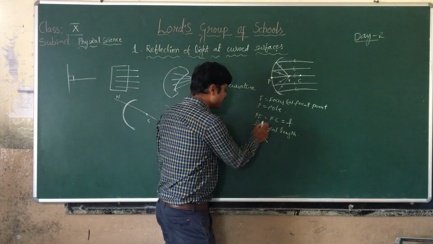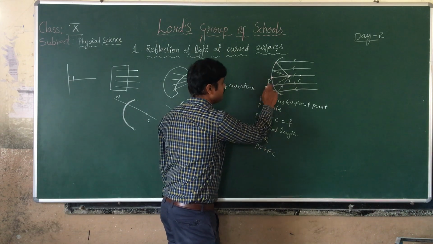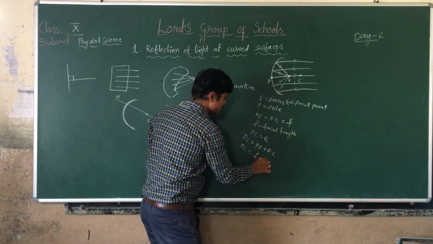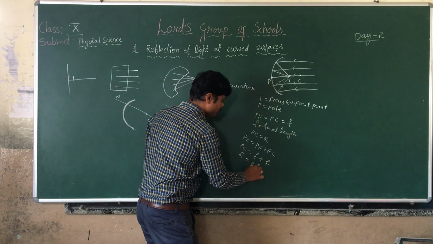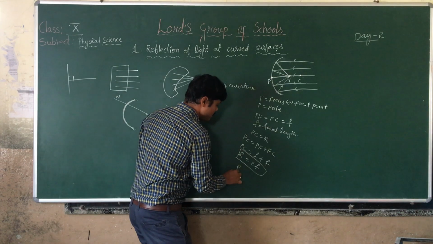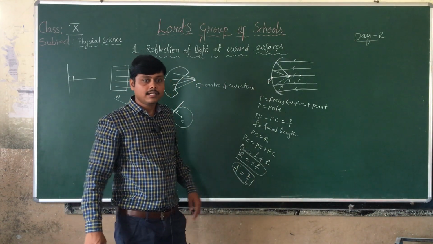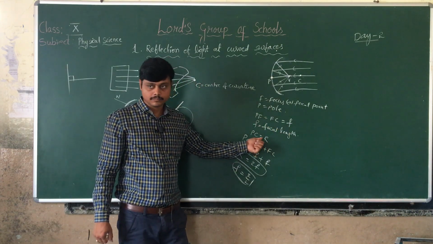So from this I can write PC is equal to PF plus FC. So PC is equal to F plus F. PC means R. So R is equal to 2F and F is equal to R/2. And here we are giving the relation between the focal length and radius of curvature.